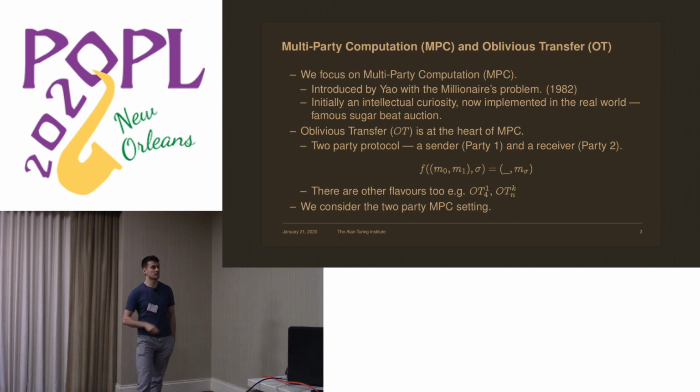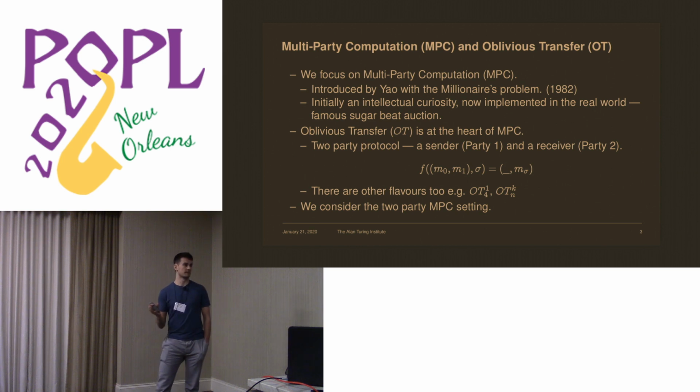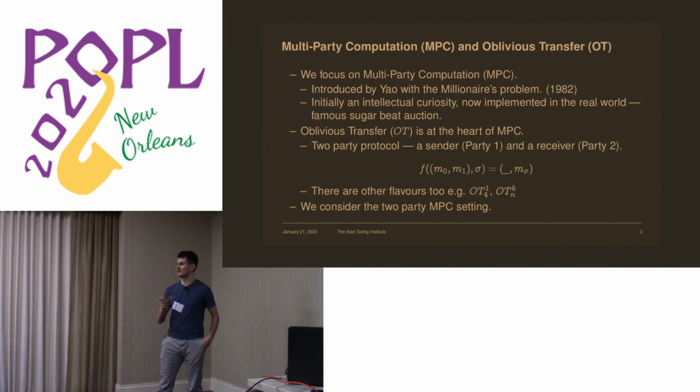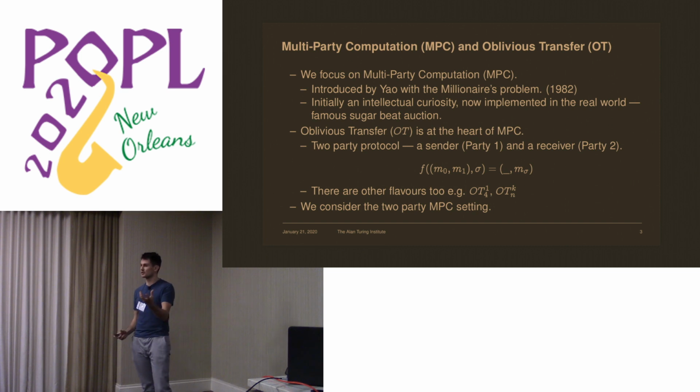Now, the protocol, the primitive that we're looking at here is Oblivious transfer. It's really at the heart of MPC, and we can see this function here describes it formally. But what we're looking at is a two-party protocol between a sender and a receiver. So this sender holds two messages, M0 and M1, and this receiver a choice bit, sigma. And the output of the protocol is that the sender learns nothing, but the receiver receives the bit it chose. So here, M sigma is transferred across.